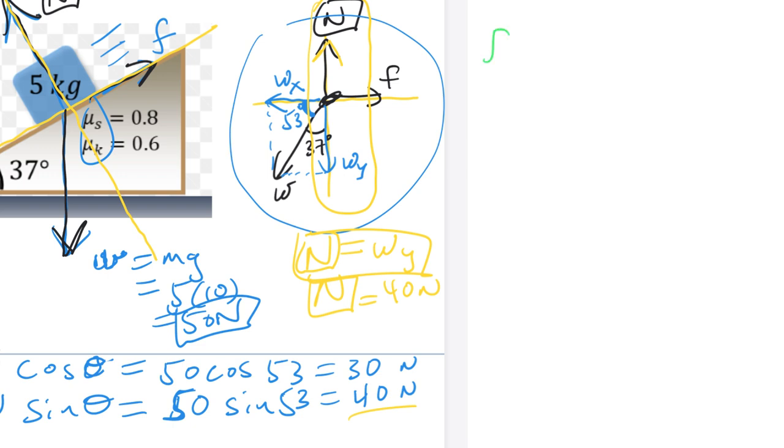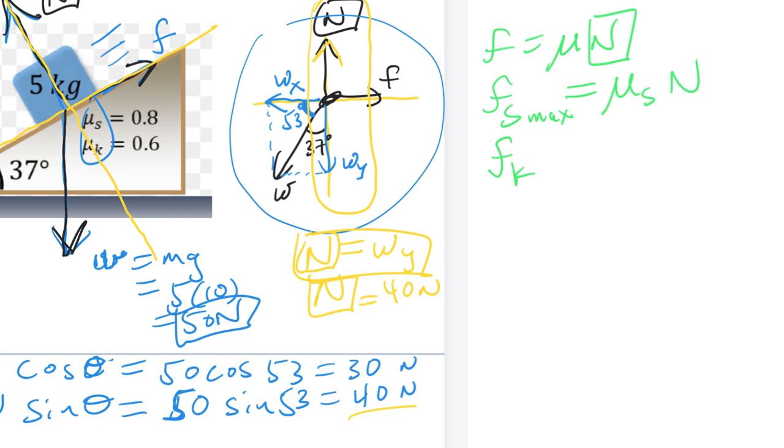Okay, so the friction is equal to the coefficient of friction times the normal force. There's two kinds of friction, static and kinetic. When we do static, it's the maximum static friction in that equation. So that'd be mu s times normal force. This would be mu k, for kinetic, times normal force. Now, you use static if the block's at rest. You use kinetic if it's moving.